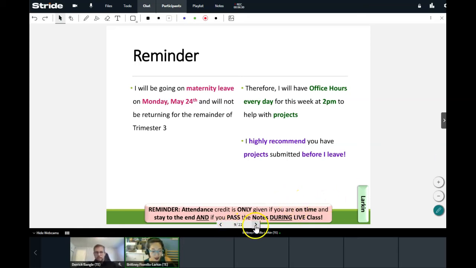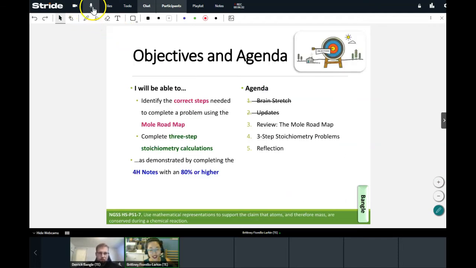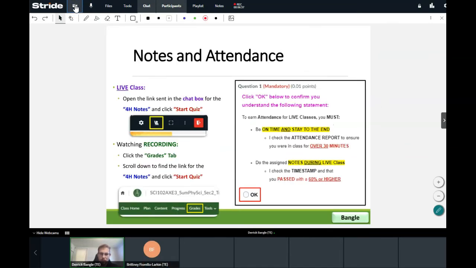So let's go ahead and go over our objectives. All right, guys. Today we're going to identify those steps using the mole roadmap again. If you look at the mole roadmap, you'll notice that there are three gaps between moles and mass that we can take. Those three gaps correlate to the three steps that we can do for any stoichiometric calculation, and we will go over that today.